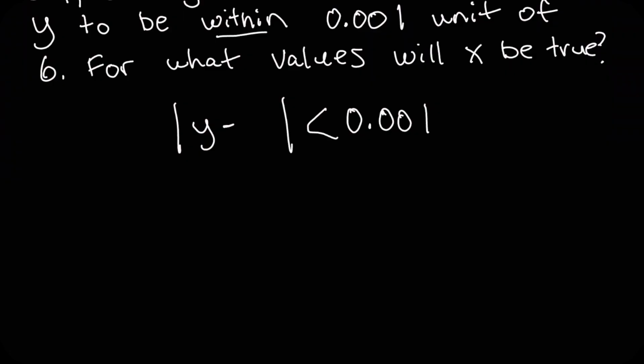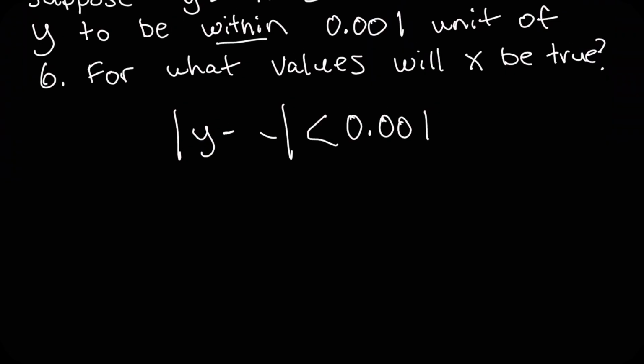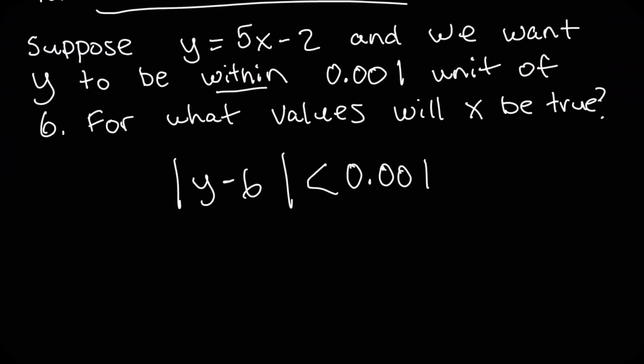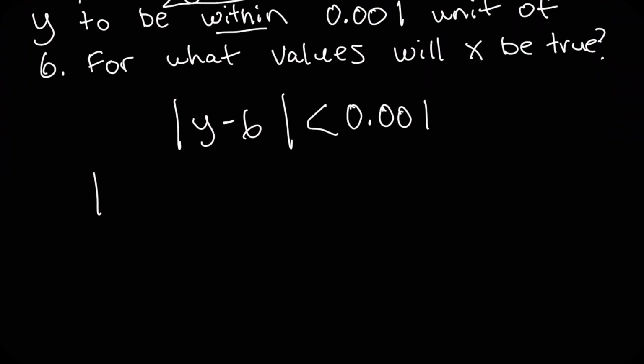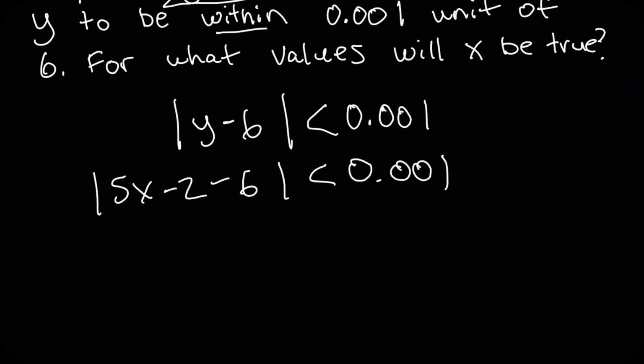So if it's within that unit from 6, we can go ahead and say absolute value of y minus 6. And we want to plug in our other equation, which is y is equal to 5x minus 2. So let's plug that in. Okay, so doing a little bit of simplification here, we will end up with the absolute value of 5x minus 8 is less than 0.001.